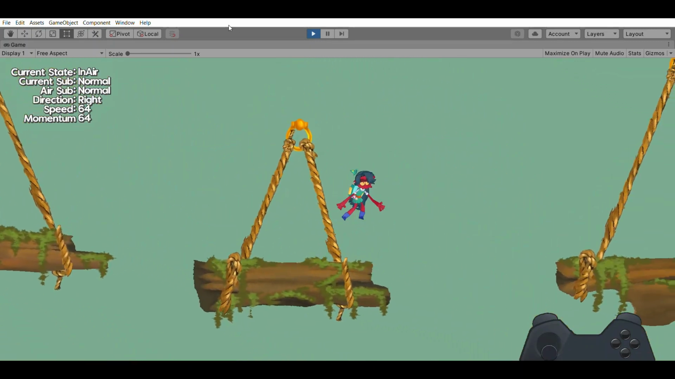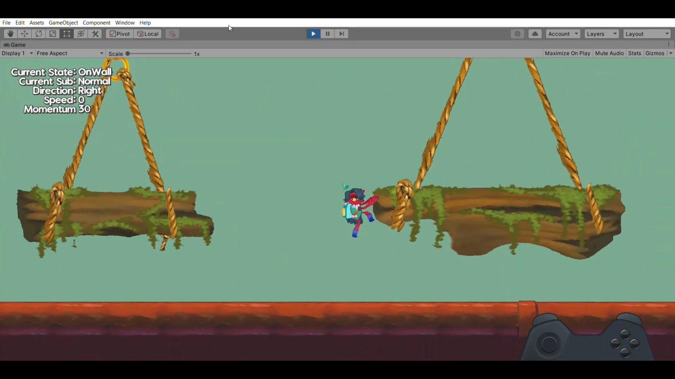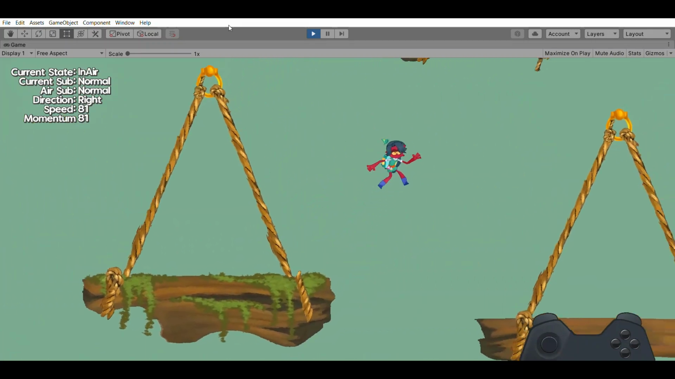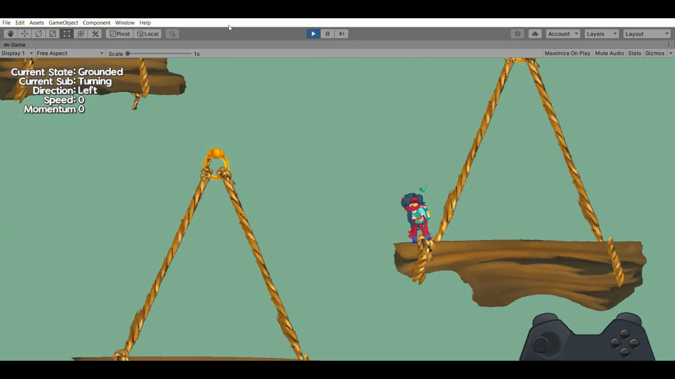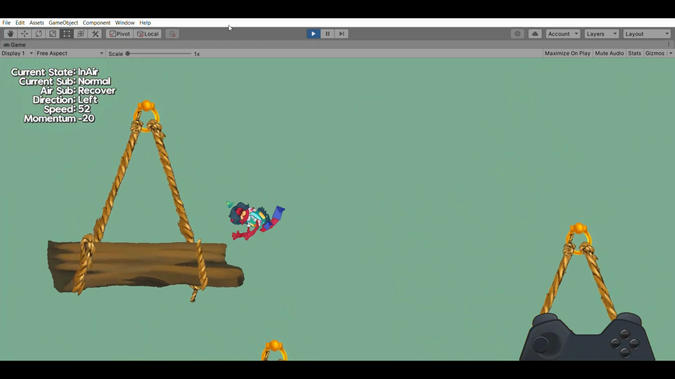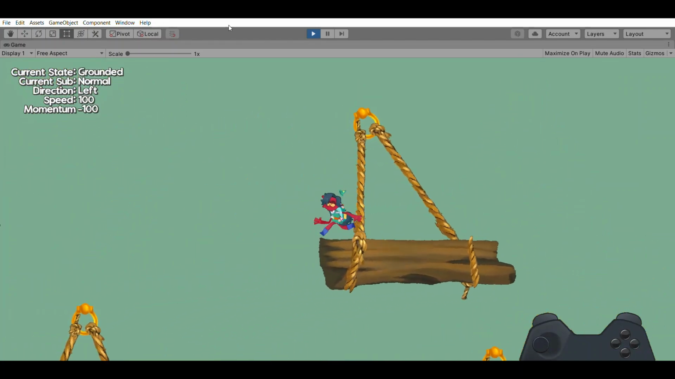Now, why even make such a system to control the momentum of a swinging platform? No, that wasn't rhetorical. I'm genuinely asking because I cannot fathom the actual gameplay usage of this system.